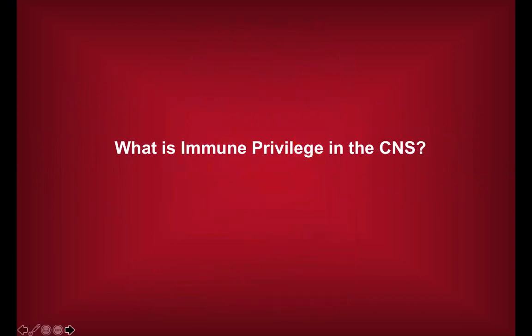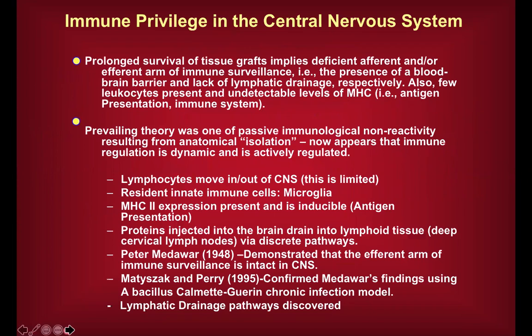So what is immune privilege? This comes up with something that someone had asked about last Thursday, I believe, about immune privilege and tissue rejection. One of the things they found out about the brain was that you could transplant tissue in there without it being rejected. So the idea was that prolonged survival of tissue grafts meant that there is no immune system or a deficient immune system, and that the presence of this blood-brain barrier and lack of lymphatic drainage contribute to this. And very few leukocytes are present in the brain and very low detectable levels of MHC, which is the antigen presentation molecules of the immune system.